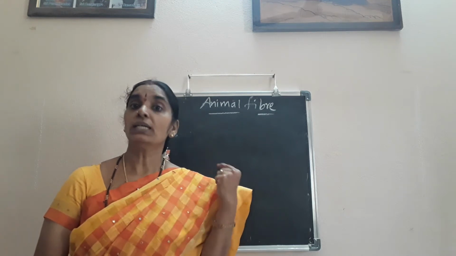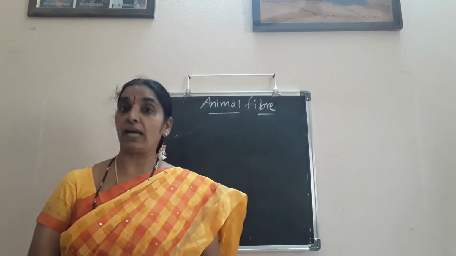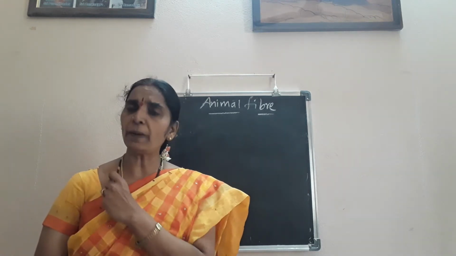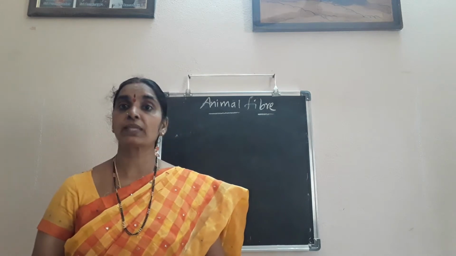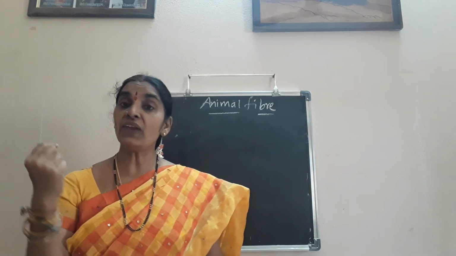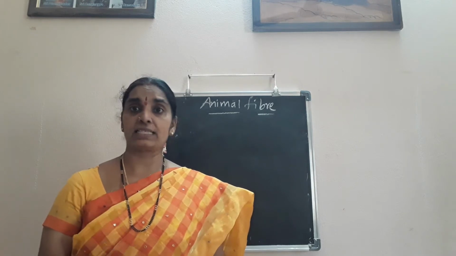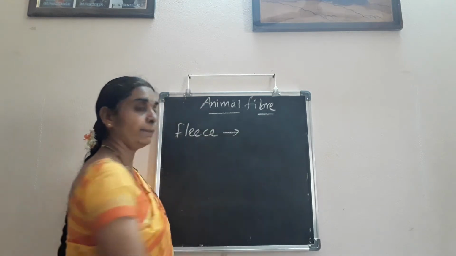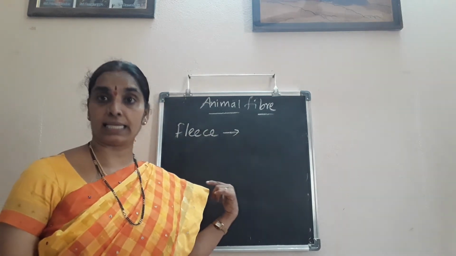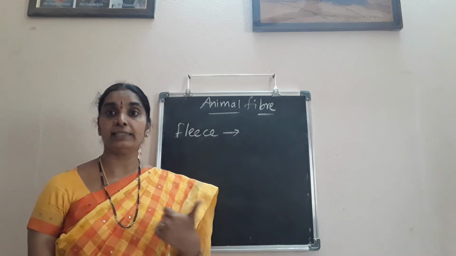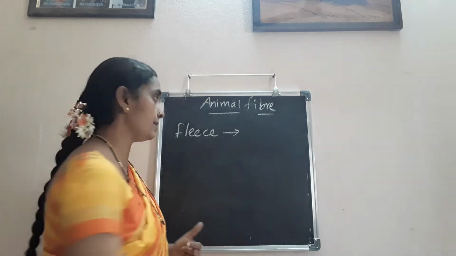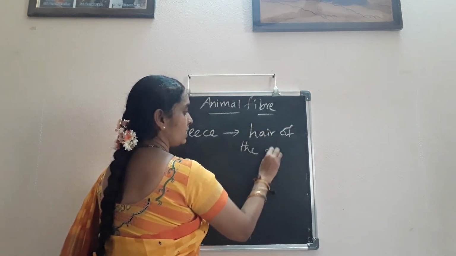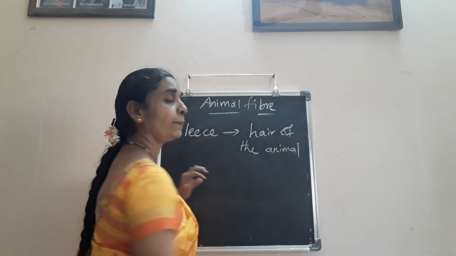Okay children, now coming to the woolen fabric. I told you that we get wool from these animals. From which part of these animals do we get the wool? We get wool from the fleece of these animals. Fleece. What do you mean by fleece? Fleece means the hair of sheep or the animals that we take. The hair of the animal is called fleece. Okay children, it is the hair of the animal, especially the sheep here. Sheep or goat or camel.